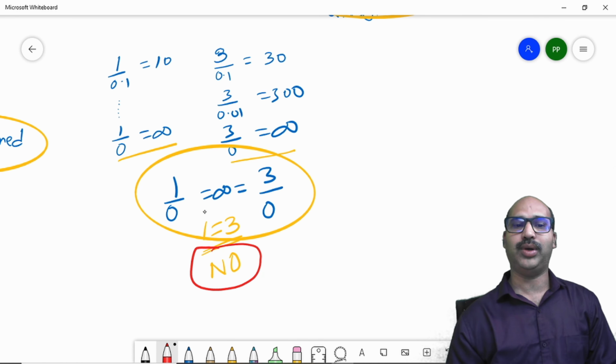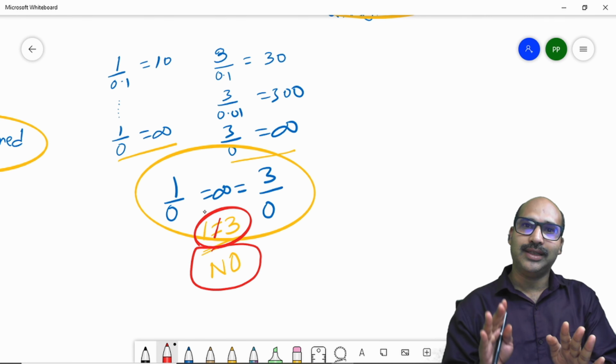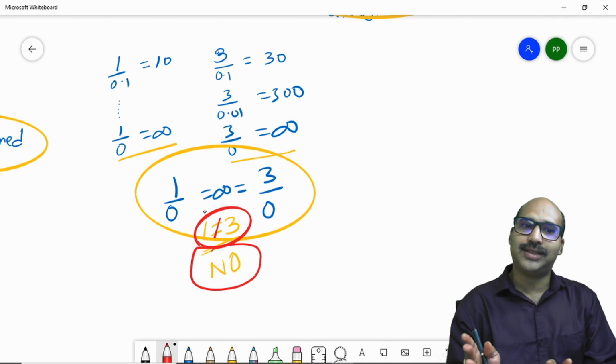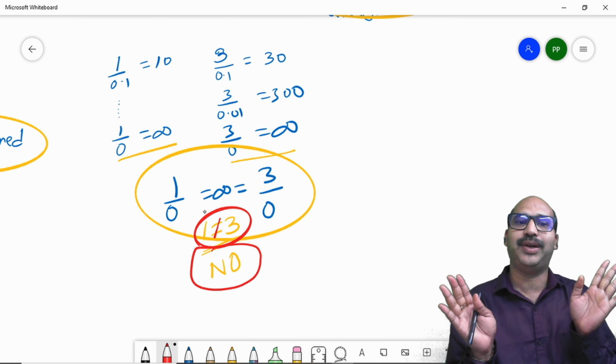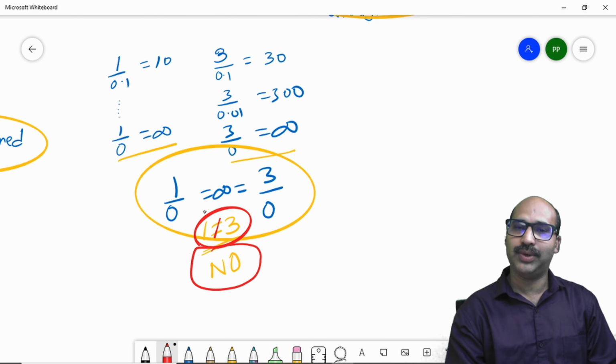1 is equal to 3? No, 1 is not equal to 3. 1 is one set. Consider 1 pencil and 3 pencils. 1 is one set, 3 pencils is another set. 1 can never be equal to 3. So 1 by 0 equal to infinite equal to 3 by 0 would mean 1 equals 3. No, it is not. That means our assumption that 1 by 0 equals infinite or 3 by 0 equals infinite is wrong.